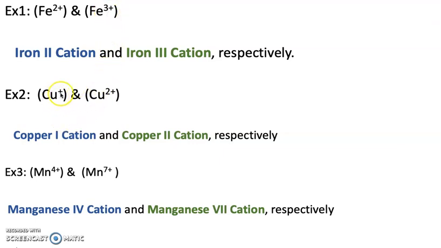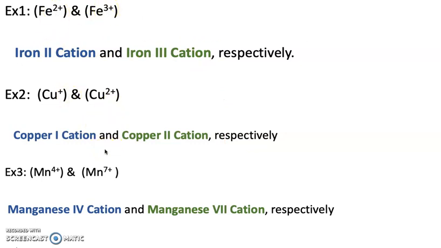And just like here, copper loses 1 and copper loses 2. So this one in copper, we call it copper(I) cation. Cu2+ is copper(II) cation because it lost 2 electrons. And manganese has a Roman numeral IV to represent the 4 and VII to represent the 7. So manganese(IV) cation and manganese(VII) cation, respectively. That's the order that they are seen.